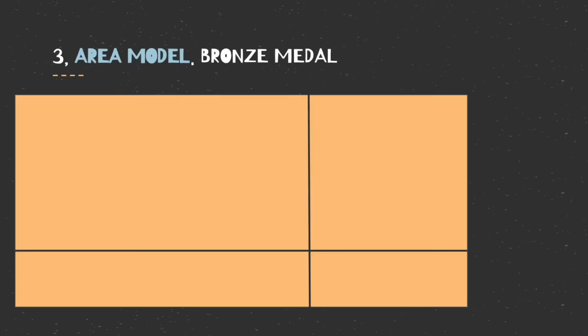Number 3, area model. This is one of the easiest and most effective ways to do multiplication. This is how it works. Let's take 13 and 24 for an example. So we basically simplify the 13 and 24 to 10 and 3 and 20 and 4.